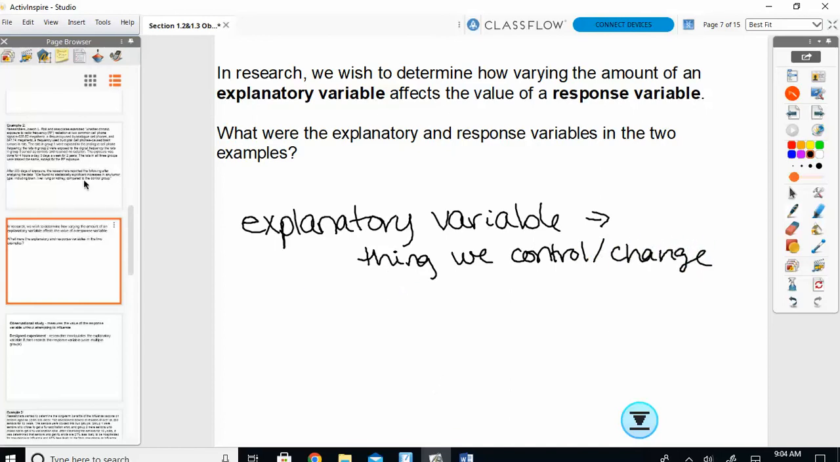Okay, what is that in these examples? What was our explanatory variable? Radiation or cell phone usage, it was all linked to that, so either one.